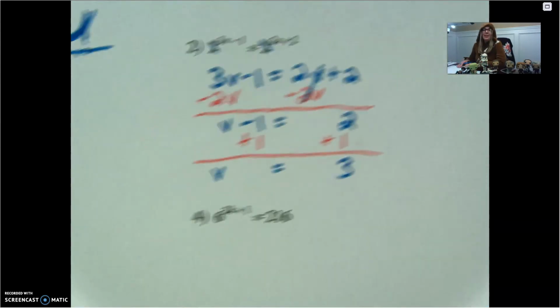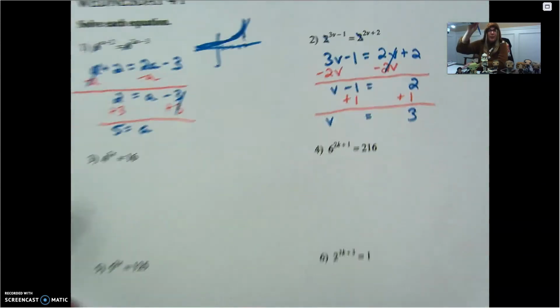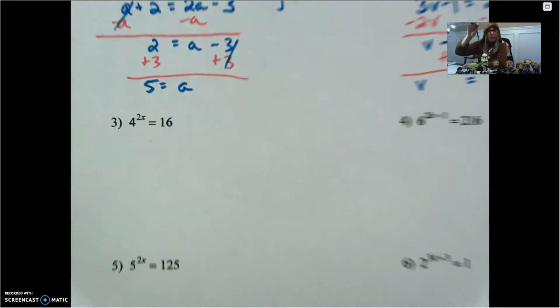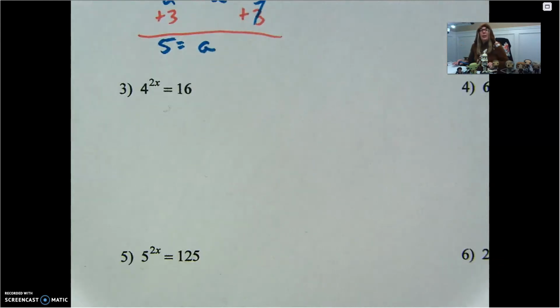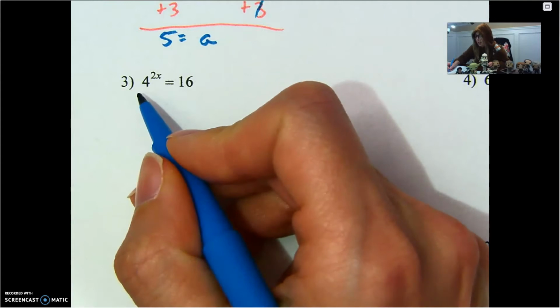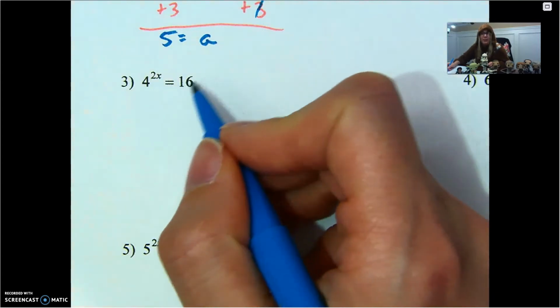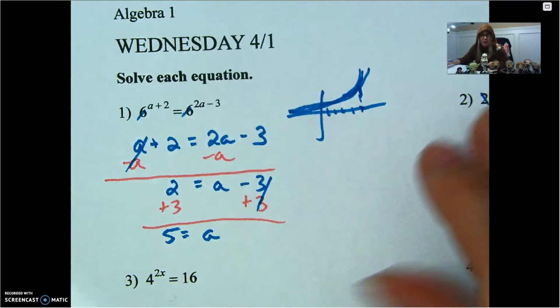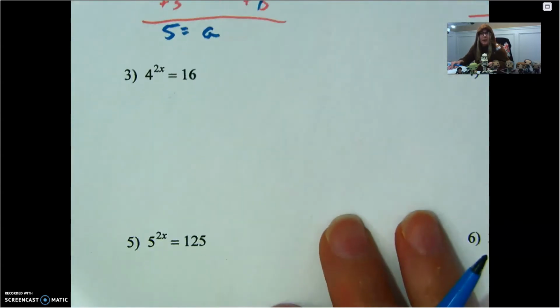We're finding the intersection. So let's take a look at number 3. Number 3, how dare you? How dare you, sir? The bases aren't the same. I can't just scribble out 4 and 16 like I did up here with the 6s and the 2s. So now I gotta get a little creative.